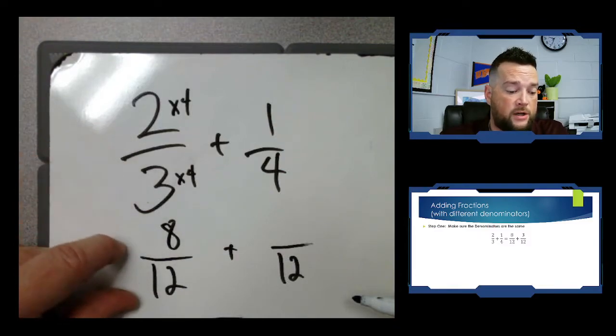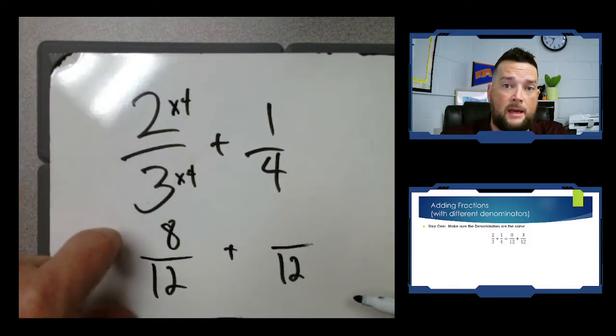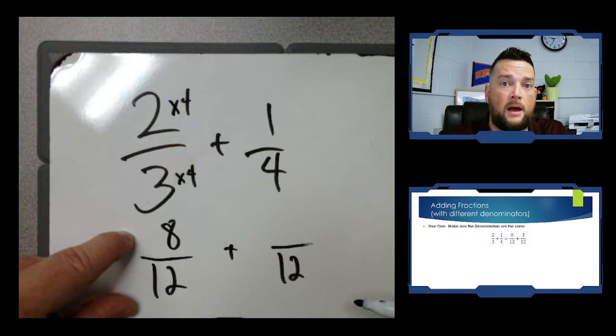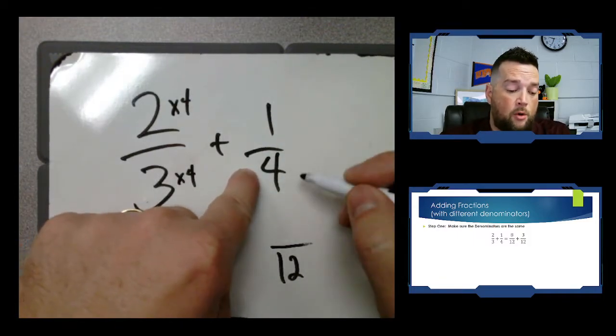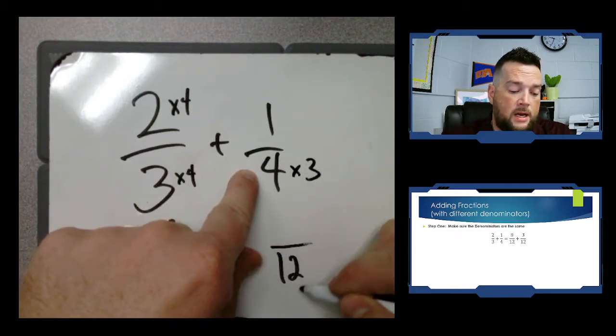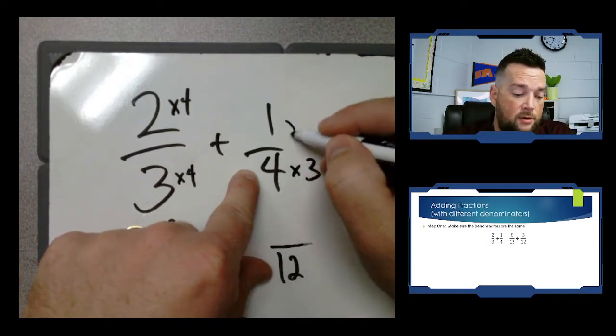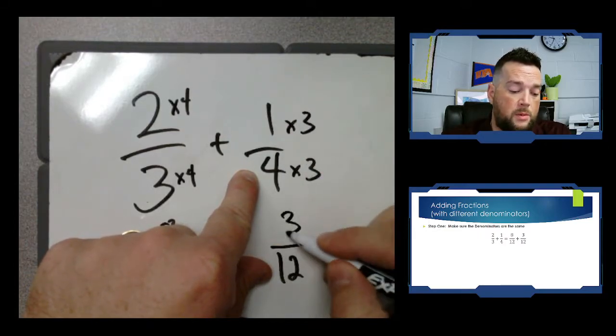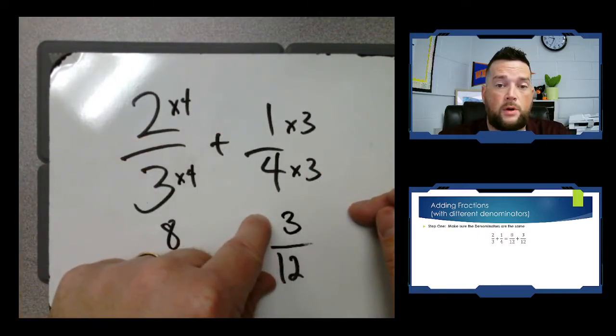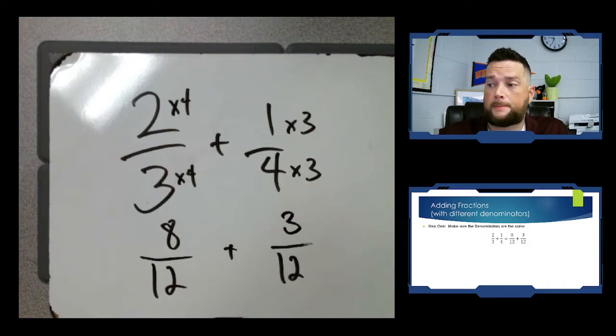So these two fractions are the same thing, it's just represented in an unsimplified manner. Now then, I had to multiply 4 times 3 to get 12, so I'm going to have to do the same thing to the numerator. So 1 times 3 would be 3. Now 1/4 and 3/12 are the same thing.